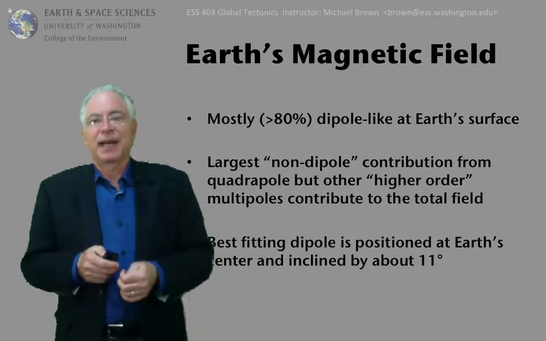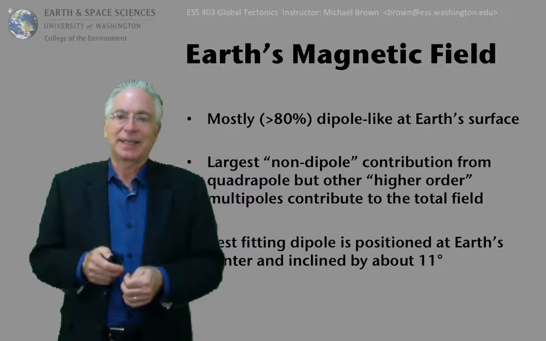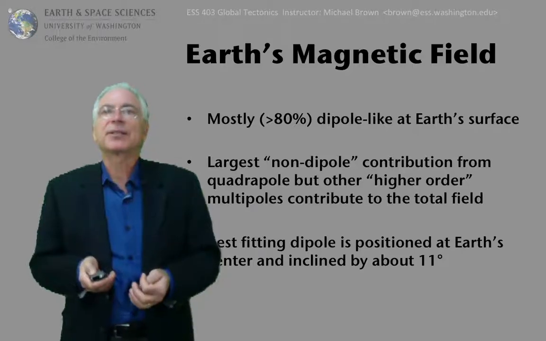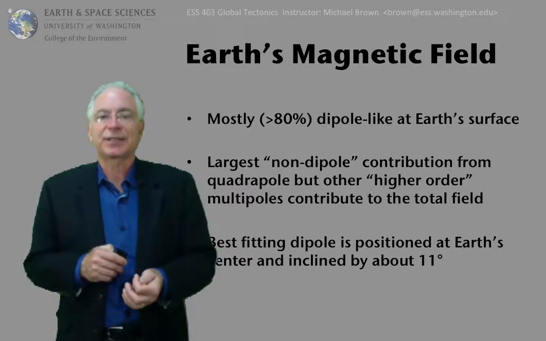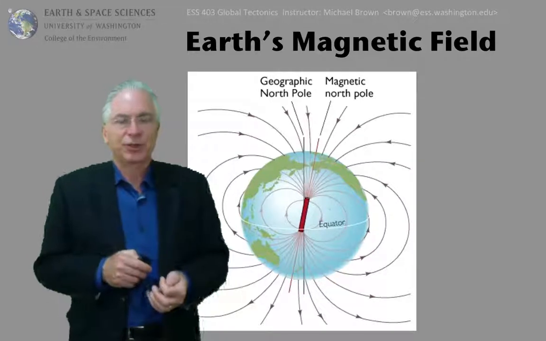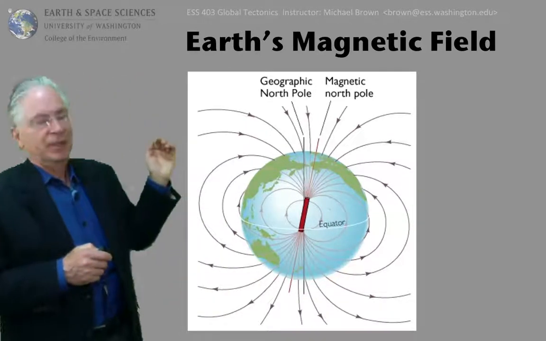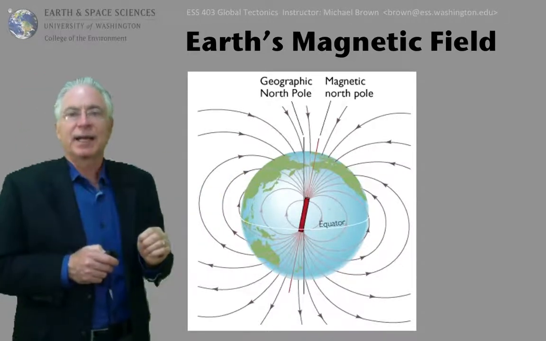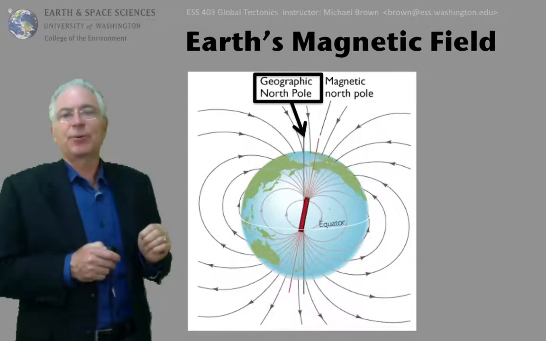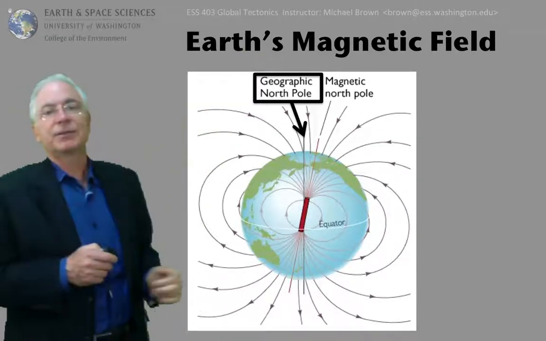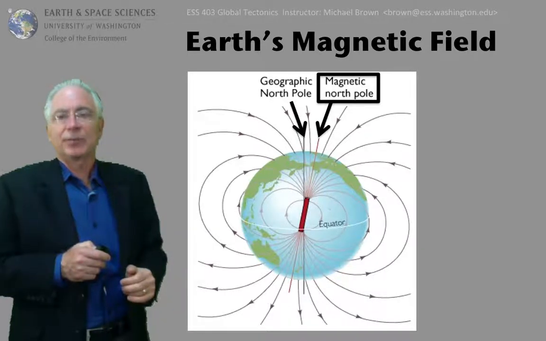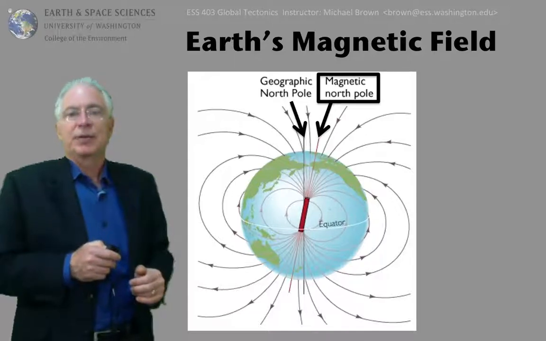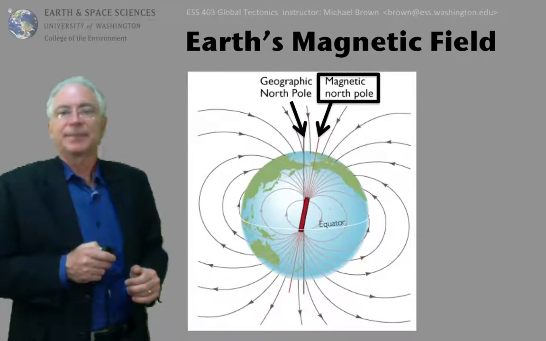We can fit a dipole to the Earth's magnetic field, and the best fitting dipole positioned at Earth's center is inclined by about 11 degrees from Earth's rotational axis. So here's the picture. You can see we've represented Earth's magnetic field as originating at the center of the Earth from a dipole. That dipole is tilted. So we have a geographic North Pole as indicated there coming in the top, and we have a magnetic North Pole that's off in the direction towards the Baffin Islands in northern and northeastern Canada.